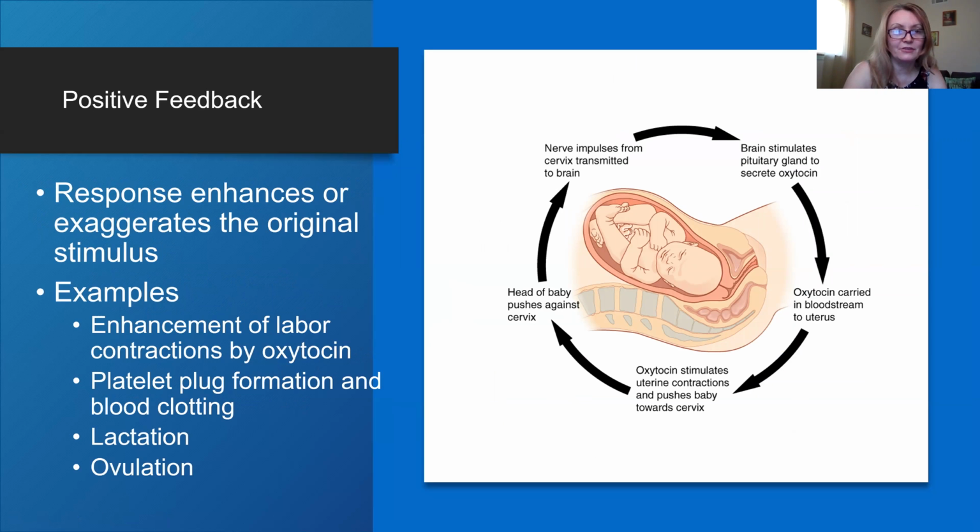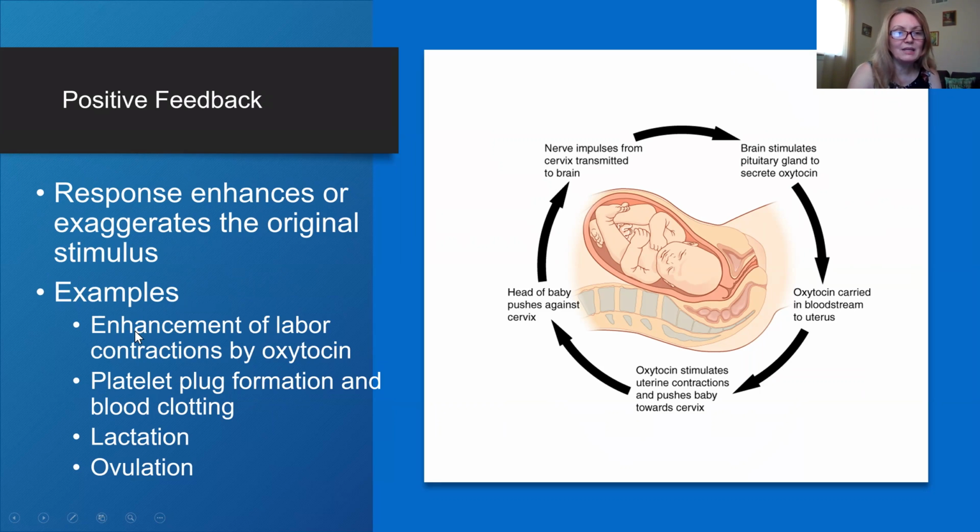Examples of positive feedback. First of all, the positive feedback response is a response that enhances or exaggerates the original stimulus. So it takes your body even further away from homeostasis. This is not very common, but we do have situations when we depend on positive feedback, when our whole life depends on it. So what would be an example?